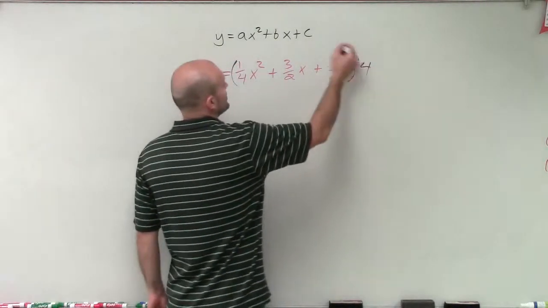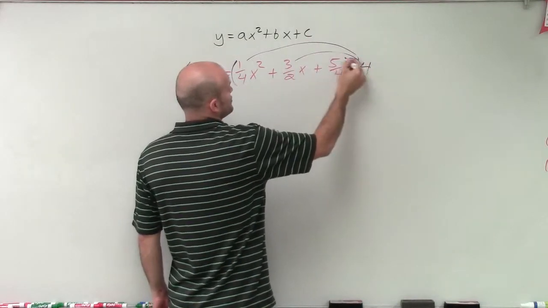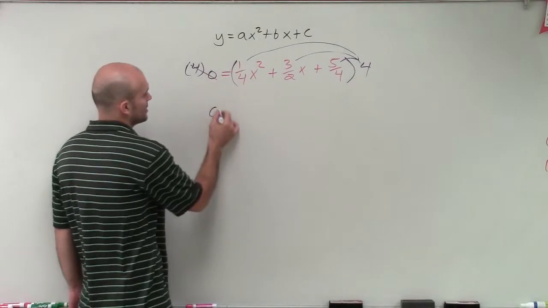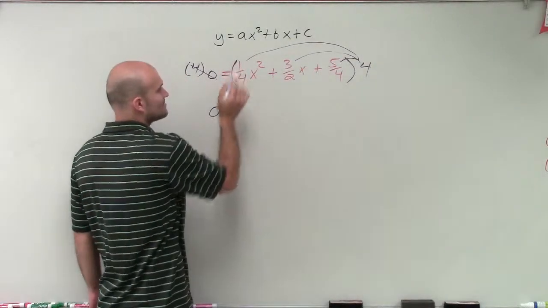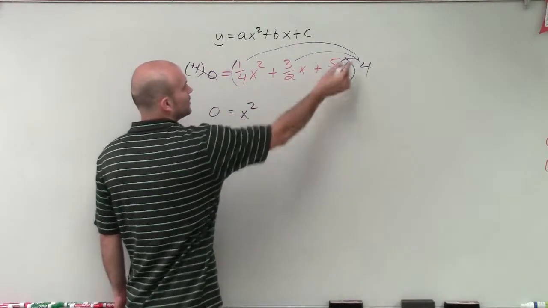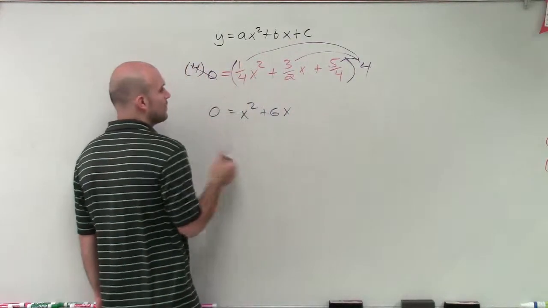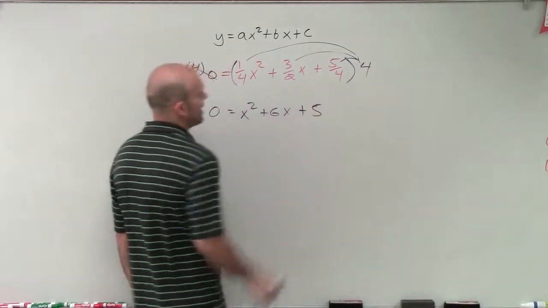And remember, when doing this, you can see how I put parentheses to remind myself I have to apply the distributive property. Well, this goes to 0. Therefore, 4 times 1/4 x squared is just going to be x squared. 4 times 3/2 is going to be a positive 6x. And 4 times 5/4 is going to be 5.